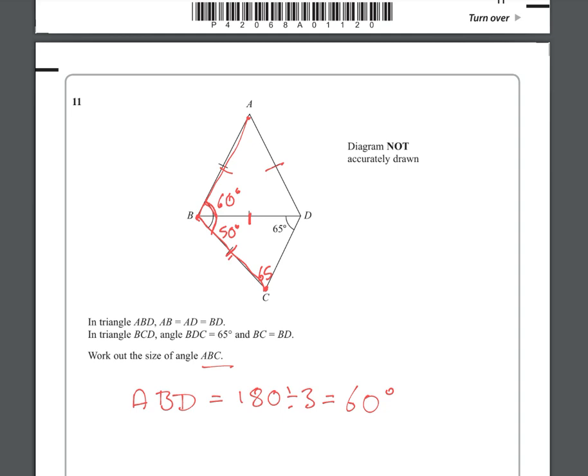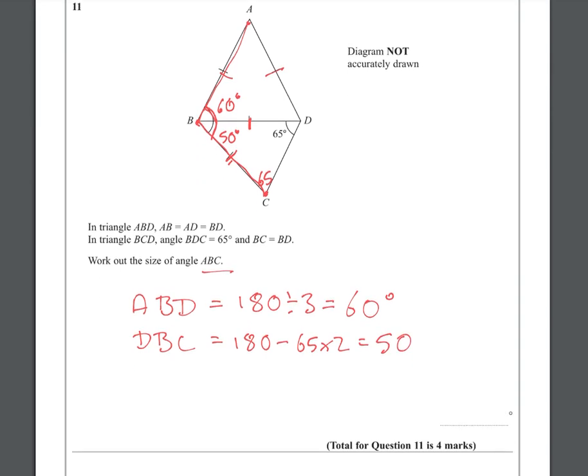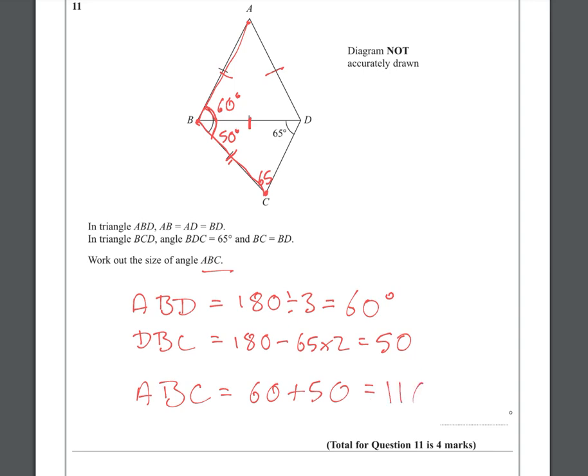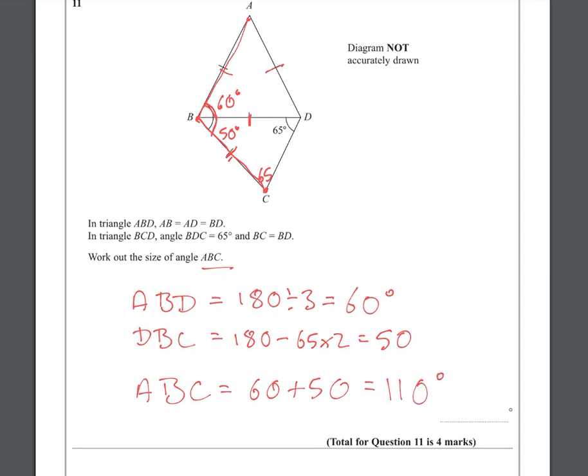So angle DBC equals 180 minus 65 times 2, which is 50. And that means that angle ABC equals 60 plus the 50, which is 110 degrees.